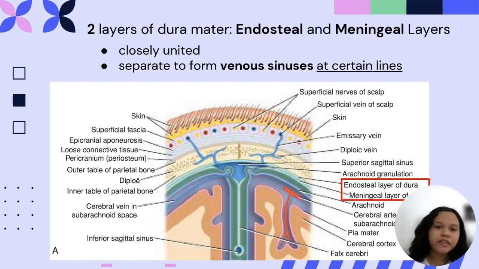The dura mater is made up of two layers, and we call them the endosteal and the meningeal layers. Both layers are closely united to one another, but at certain areas they separate to form venous sinuses. And you can see here in the illustration the endosteal layer of the dura, and then we have the meningeal layer of the dura. They are closely associated with one another, but at certain locations, like here, they are separated.